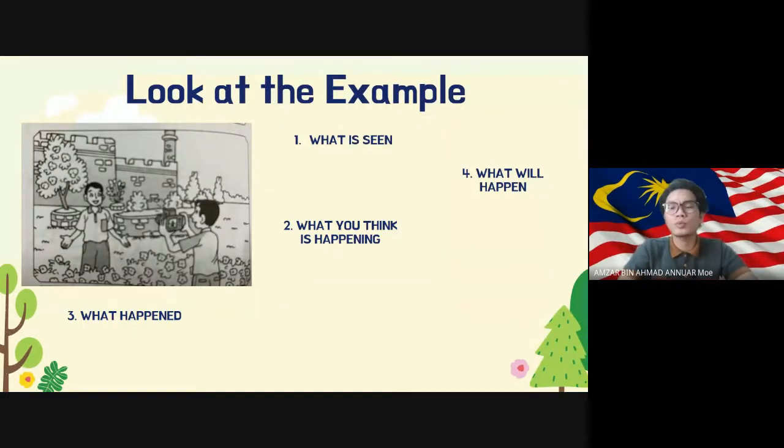Why is the boy taking a photo of another boy? Why?